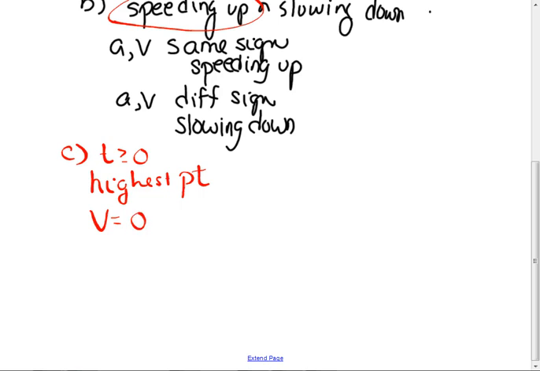But that's not enough. Velocity is 0. I mean, I could be going left and then stop and keep going left. I have to change direction. So what has to do about the signs? Right. S prime, which is V, has to change signs.